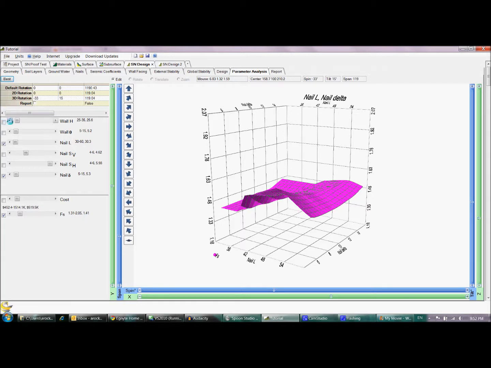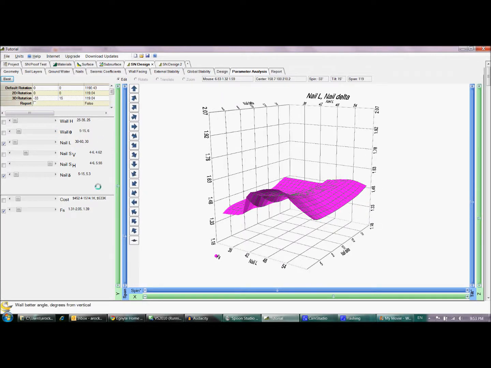However, a more useful application is that for the height of our wall, we want it to be like 25 or 26, not 25.2. Or our wall batter angle, we want it to be either 5 or 6. We don't want it to be 5.3. So what we can do is adjust the wall batter angle to 5 and then to 6, and then look at the cost and the factor of safety and see, is it better to round up or better to round down?